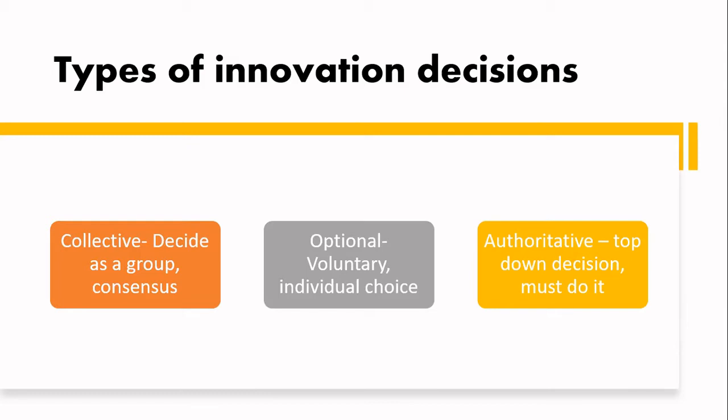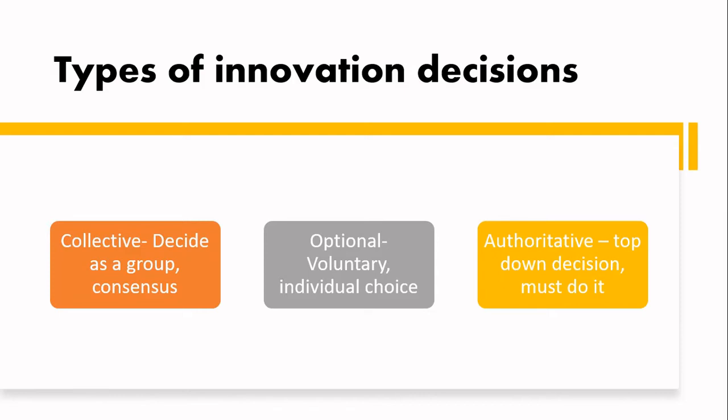The second one is optional. It is a voluntary or individual choice. Individual people come up with a new idea of innovation. That is called optional. The third one is authoritative. Authoritative means the top management forces the people below: you have to come up with a new innovative idea and an innovative product. So these are the three types of innovation decisions.